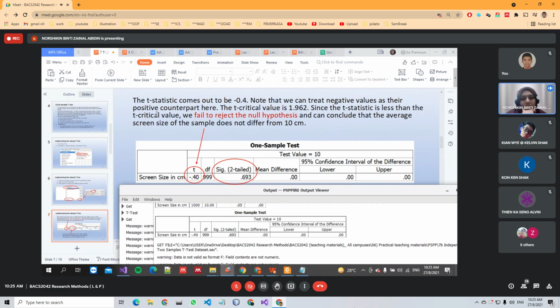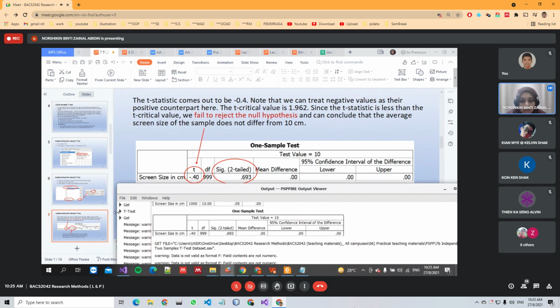The T statistic comes out to be negative 0.4. We can treat the negative value as its positive counterpart here. The T critical is 1.962. Since the T statistic that we get here is less than the T critical value, we fail to reject the null hypothesis. So we can conclude that the average screen size of the sample does not differ from 10 cm. That one is for dataset 7A.